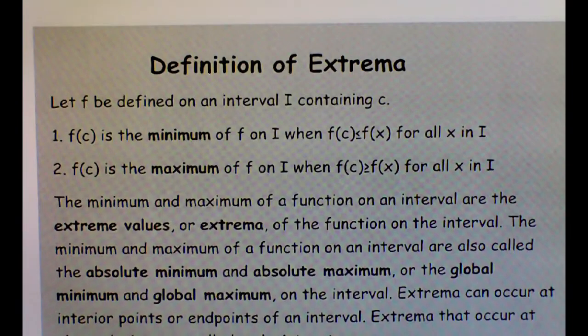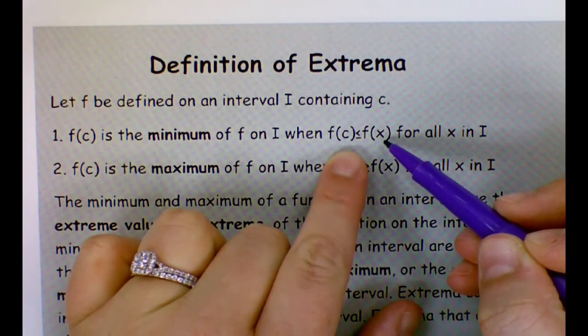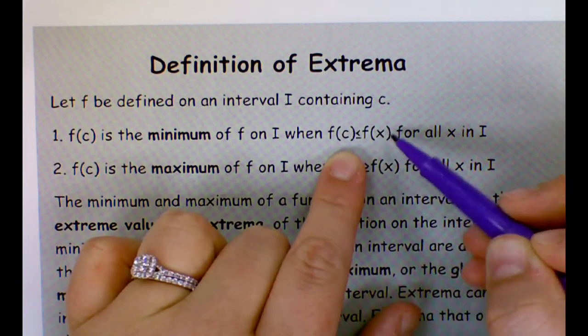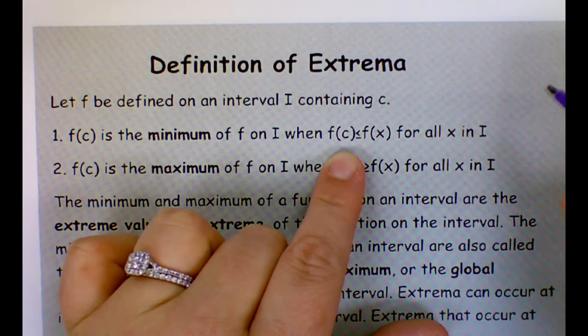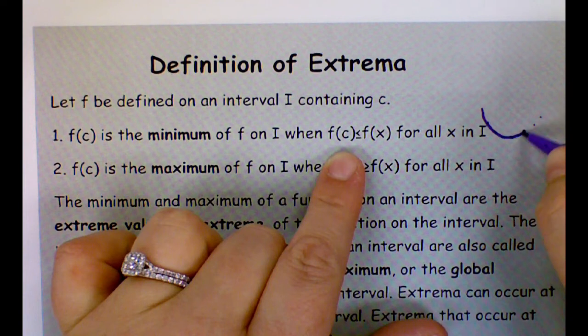So, the definition of extrema. F is defined on an interval, I, containing C. F of C is the minimum of F on I when F of C is less than or equal to F of X for all X in I. What that means is F of C, so that's my Y value, is less than F of X. So this particular Y value is less than every other Y value in that interval. So that means it's lower, the other ones are higher up in my interval.